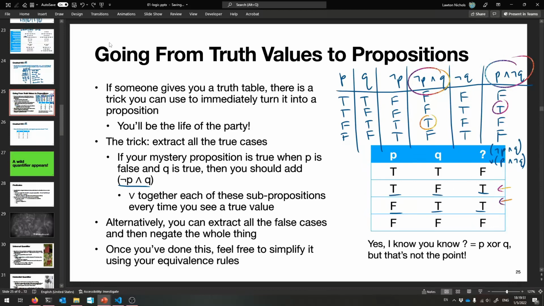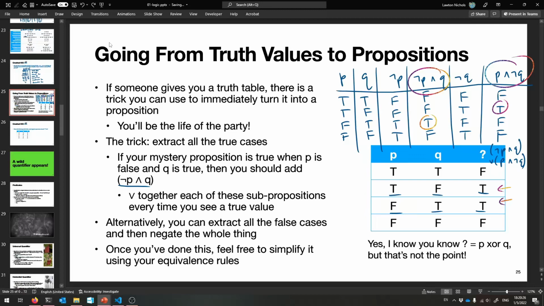That is the secret. And then you can simplify it as much as you want using your equivalence rules, but this gets you a start. This is a valid proposition that exactly represents this mystery proposition. Okay, you found something for it, and it will make that truth table for you. I know this is just XOR, but I think you can imagine that if I give you a very fancy truth table, you'd have to use this rule to get what you're really after.